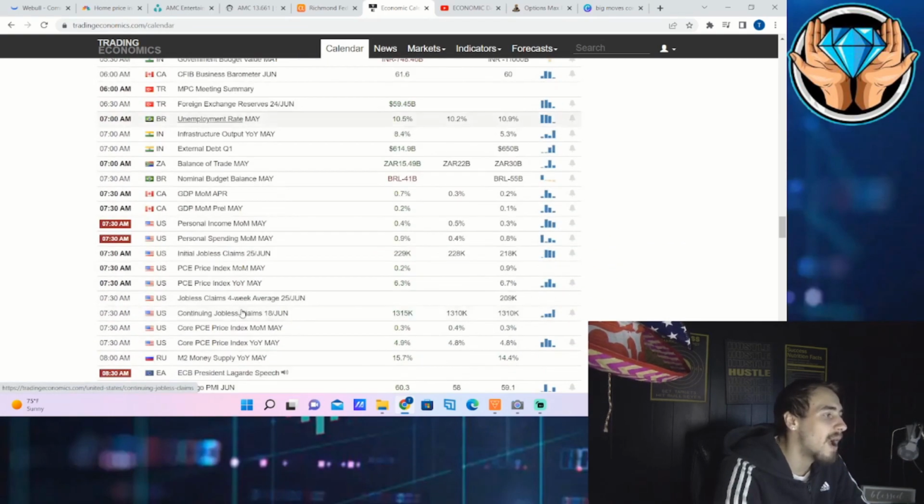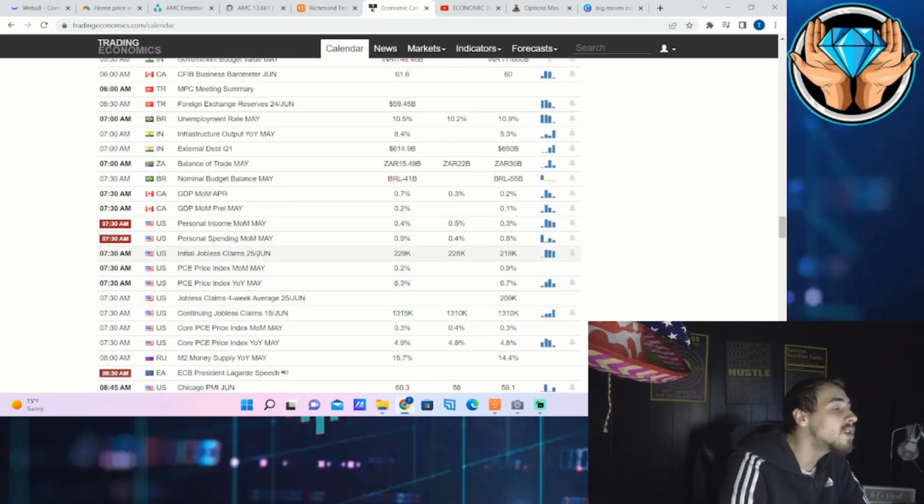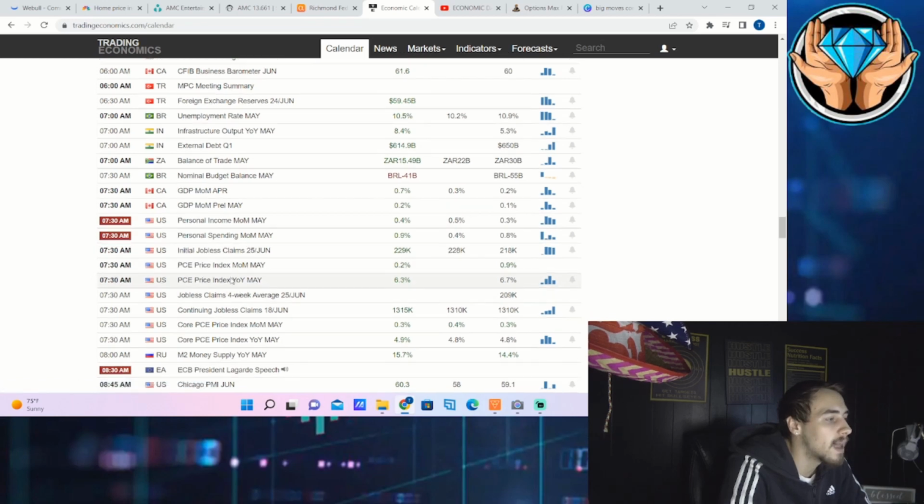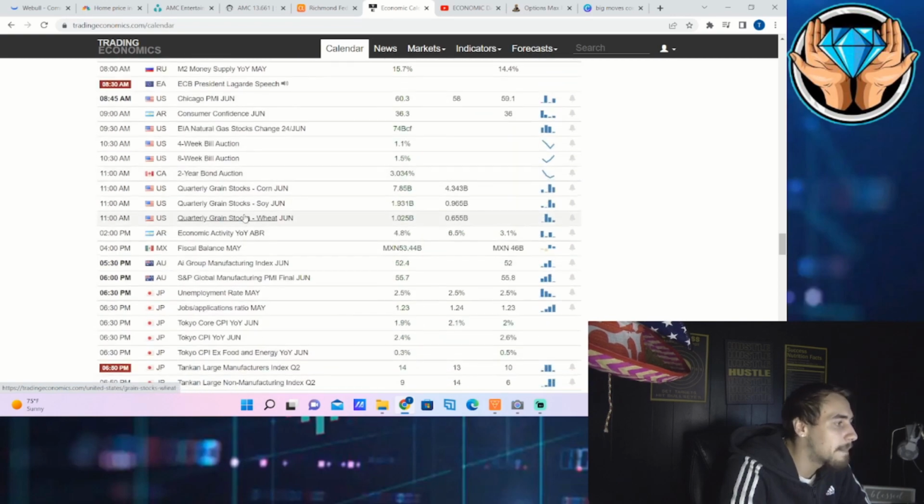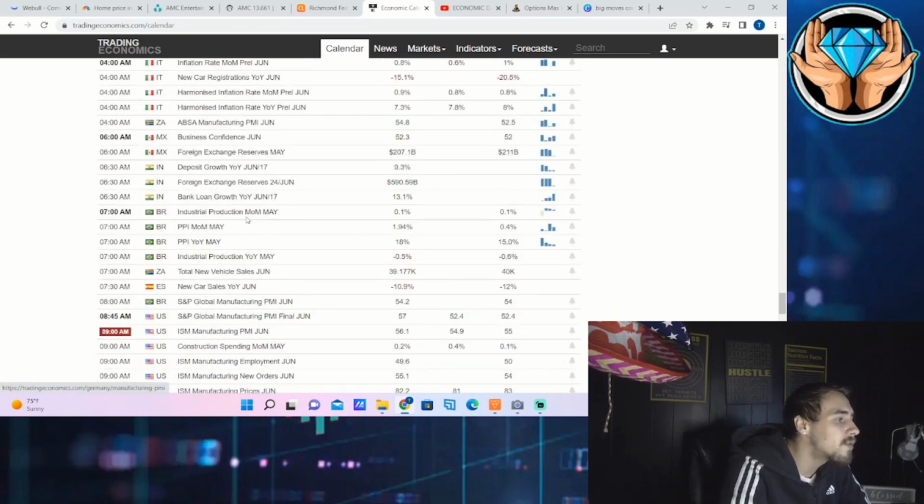And then on Thursday, you have more relevant data, which is personal income month over month, personal spending month over month, initial jobless claims for this last week, PCE price index month over month and year over year. That's the main metric of inflation the Fed likes to pay attention to. So that will be important for obvious reasons. Personal income, important. Personal spending, much more important in my personal opinion. And that is really it for Thursday.